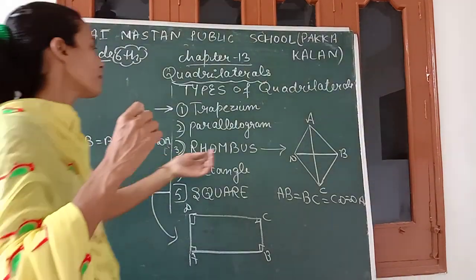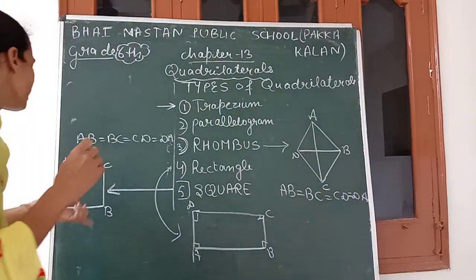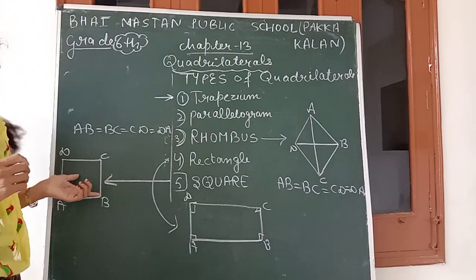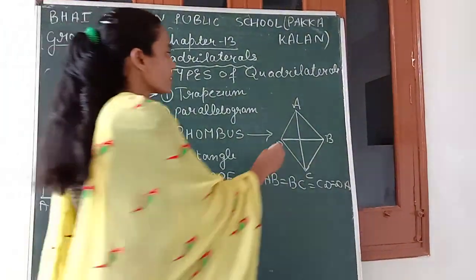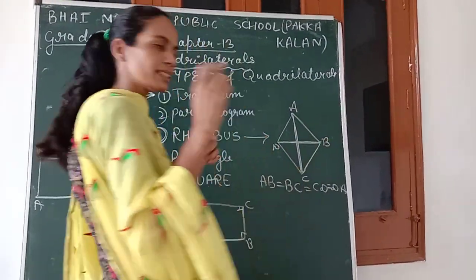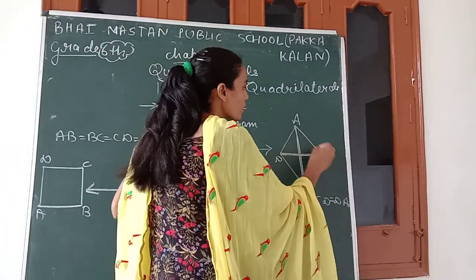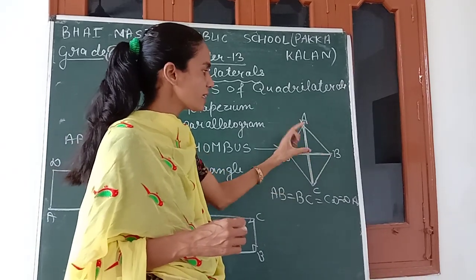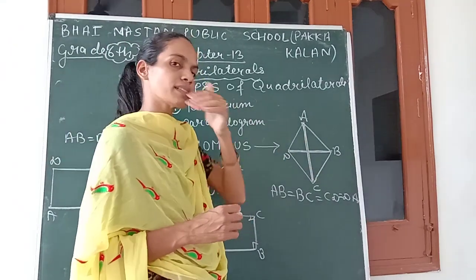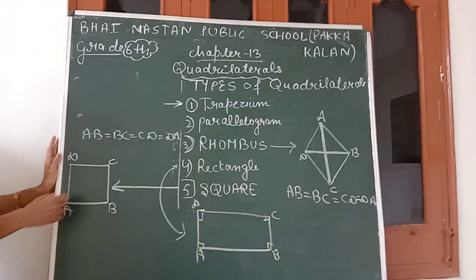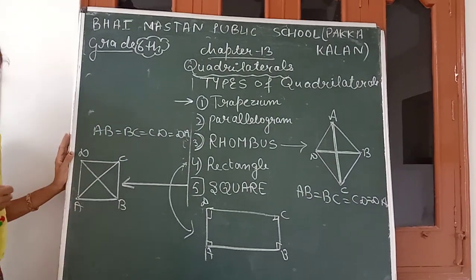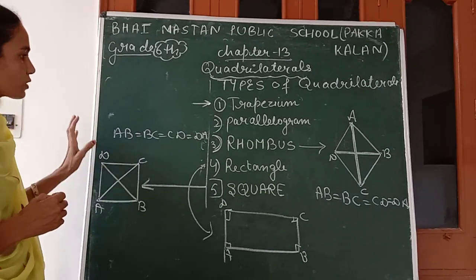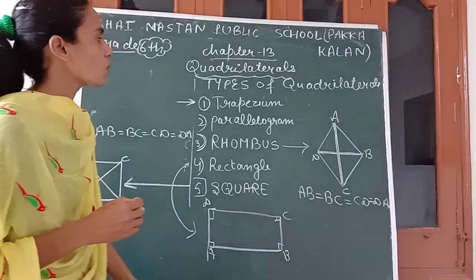Now you will say that in a rhombus the sides were equal, and in a square the sides were also equal. So what is the difference between a rhombus and a square? See, in a rhombus the diagonals are not equal. The diagonals will never be equal. One is a small diagonal, one is a big diagonal. They are never equal in a rhombus. In a square the diagonals are always equal, the same length.